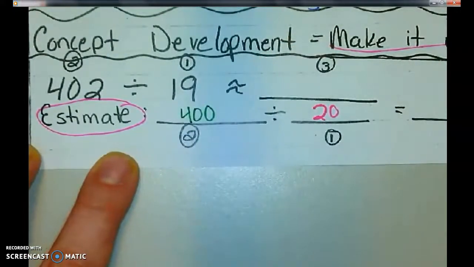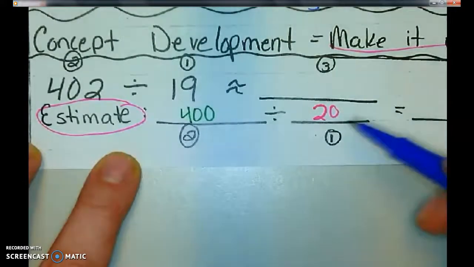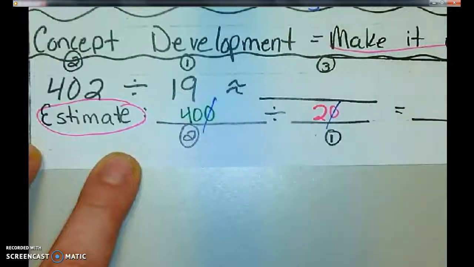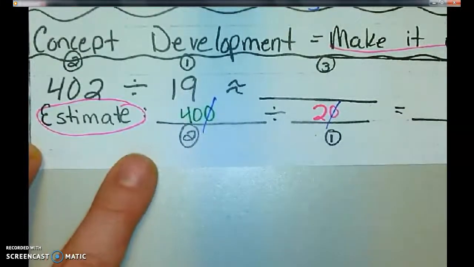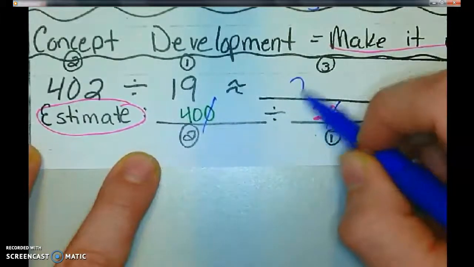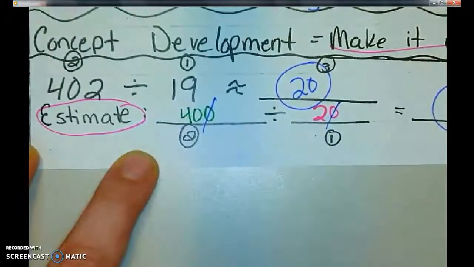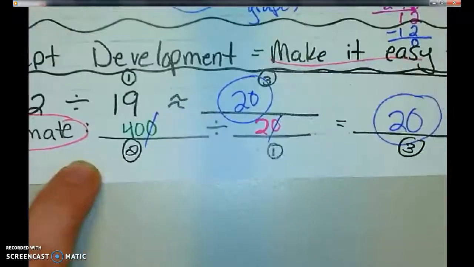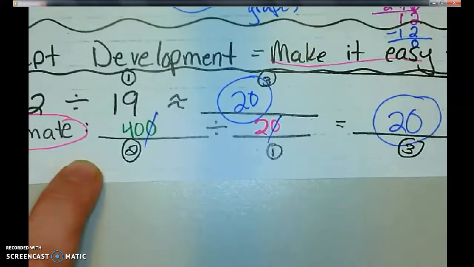Okay? And now, oh, this is pretty similar to what I've done before. I can just cross out the zeros that they share. 2 can go into 4 2 times, and there's 1 zero left over. So my quotient is going to be approximately 20. Okay? So, again, we're just making it simple on ourselves.